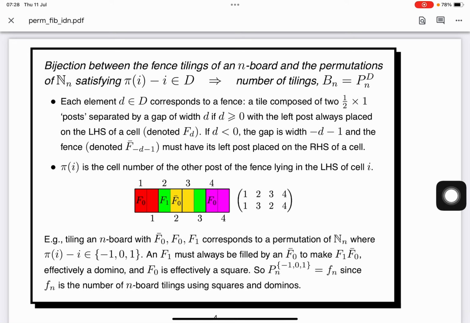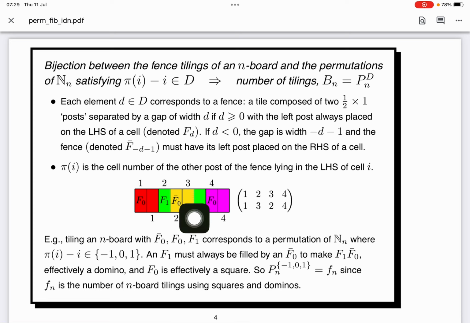Okay, so the bijection you can see in this example here of a permutation 1, 2, 3, 4 going to 1, 3, 2, 4. The points which don't move, 1 and 4, correspond to F0 tiles, and 2 going to 3 corresponds to this tile here, F1. So we look at the 2 here and then see where the other half of the fence is, and it's in the 3rd cell. And similarly, the 3 going to 2 corresponds to this yellow fence.